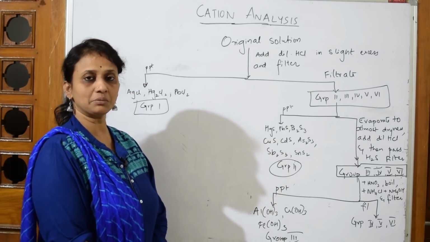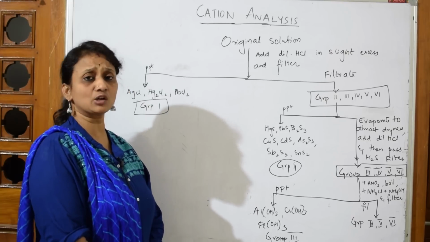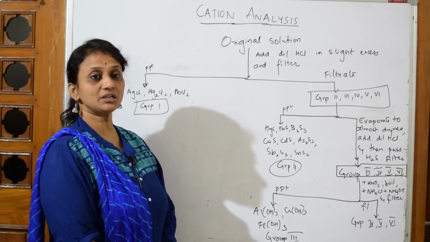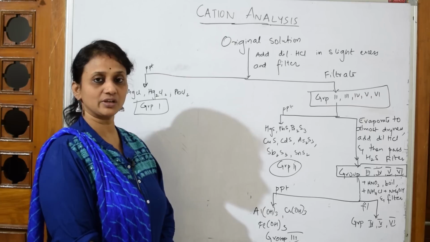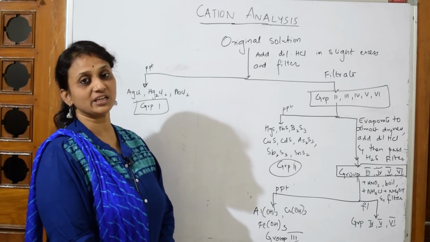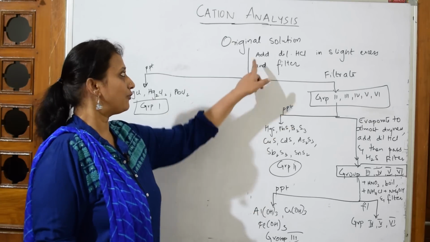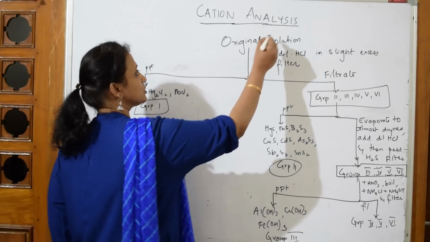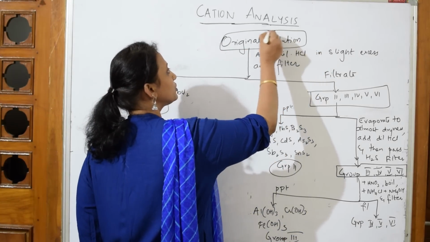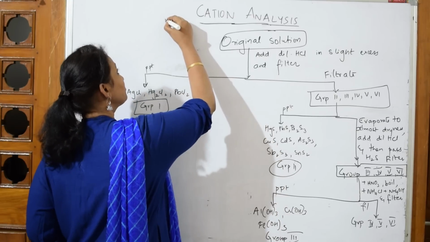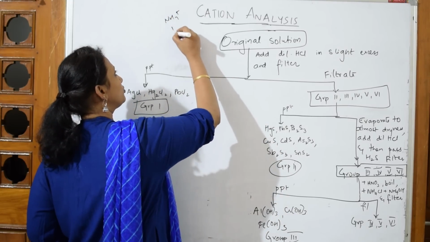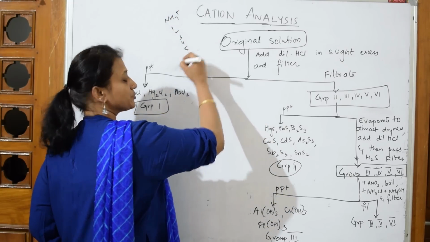So you will be telling, "Ma'am, I'm reporting for lead chloride." So the examiner will first ask you an important thing: what is the first group reagent? Remember, after preparing the original solution, what am I going to do? As I told you, we have NH4 plus, and after that group 1, group 2, group 3, group 4, group 5, group 6.